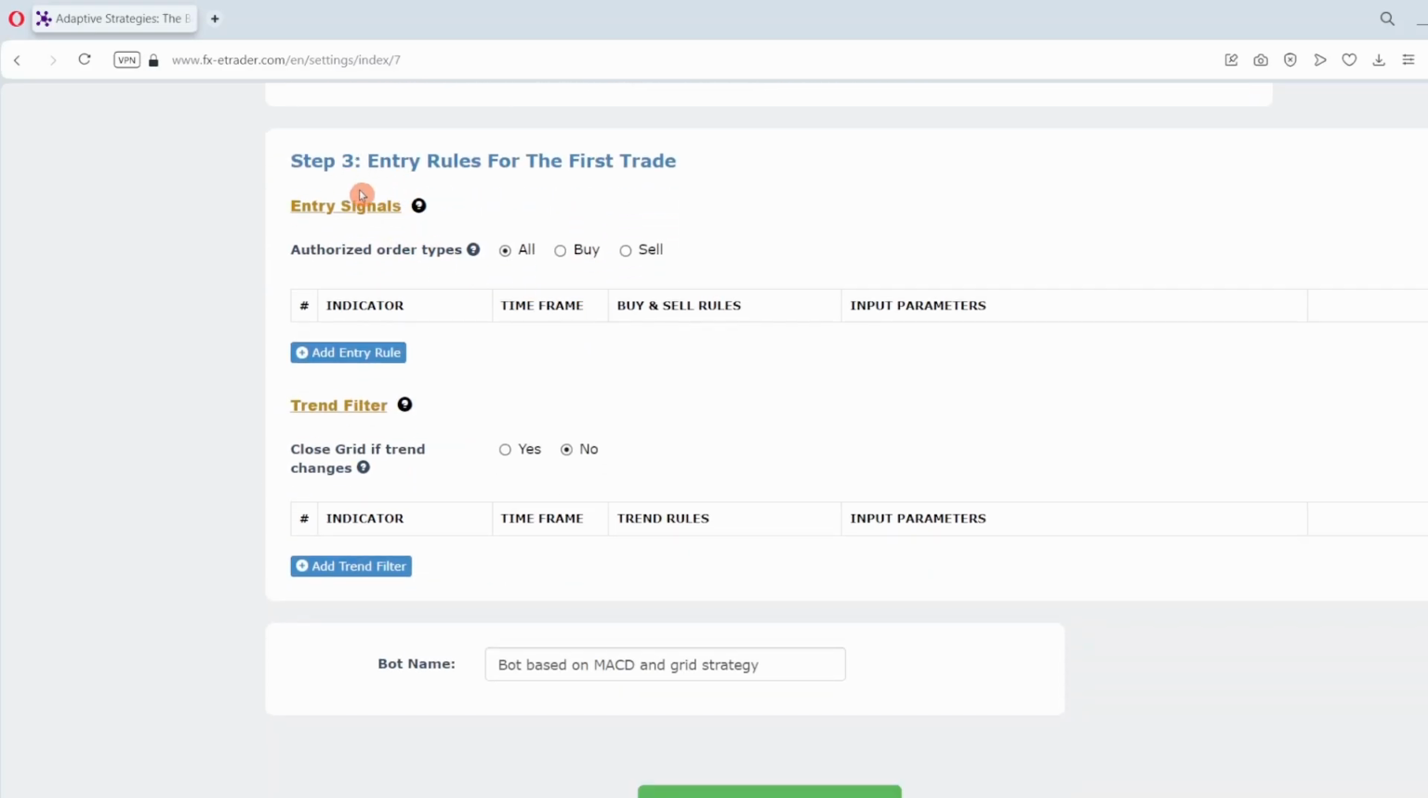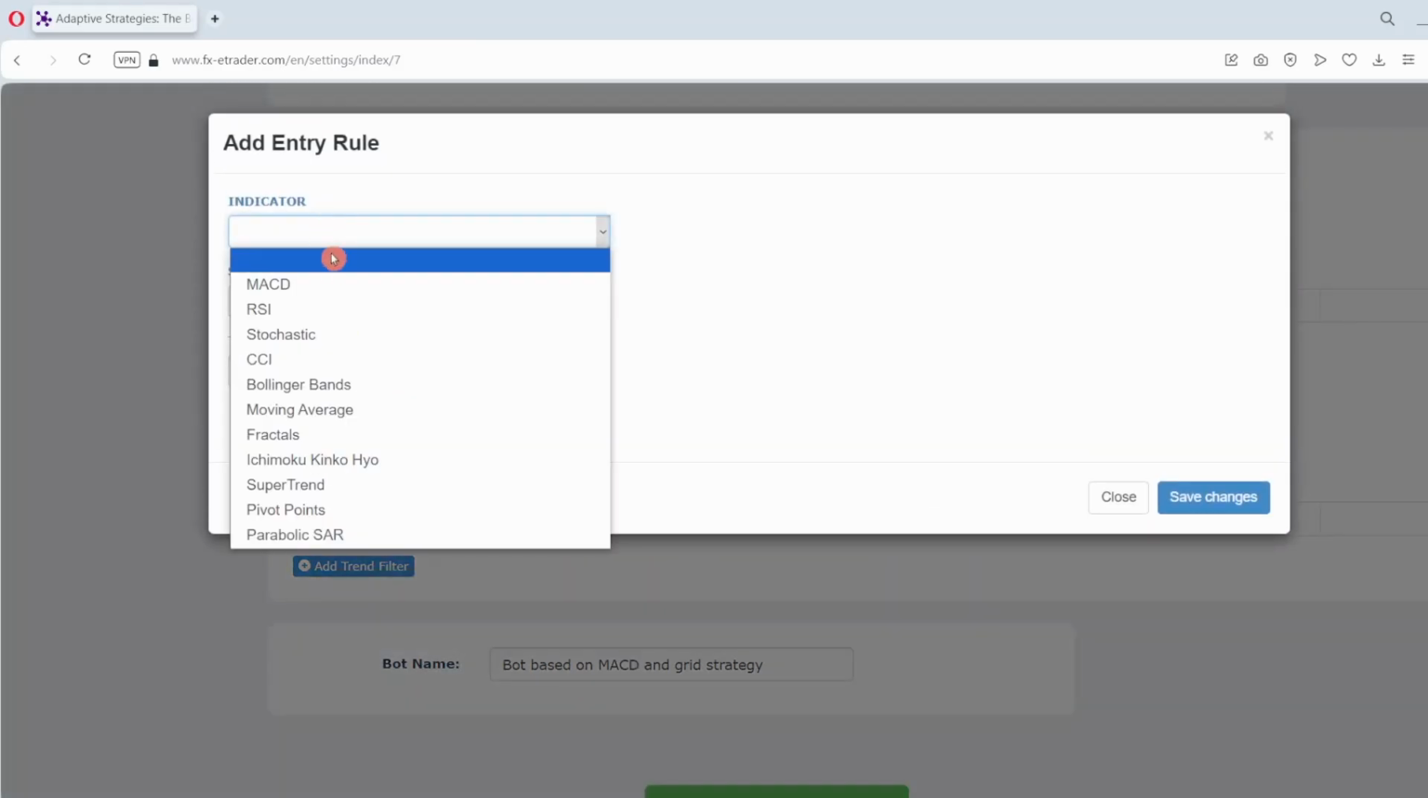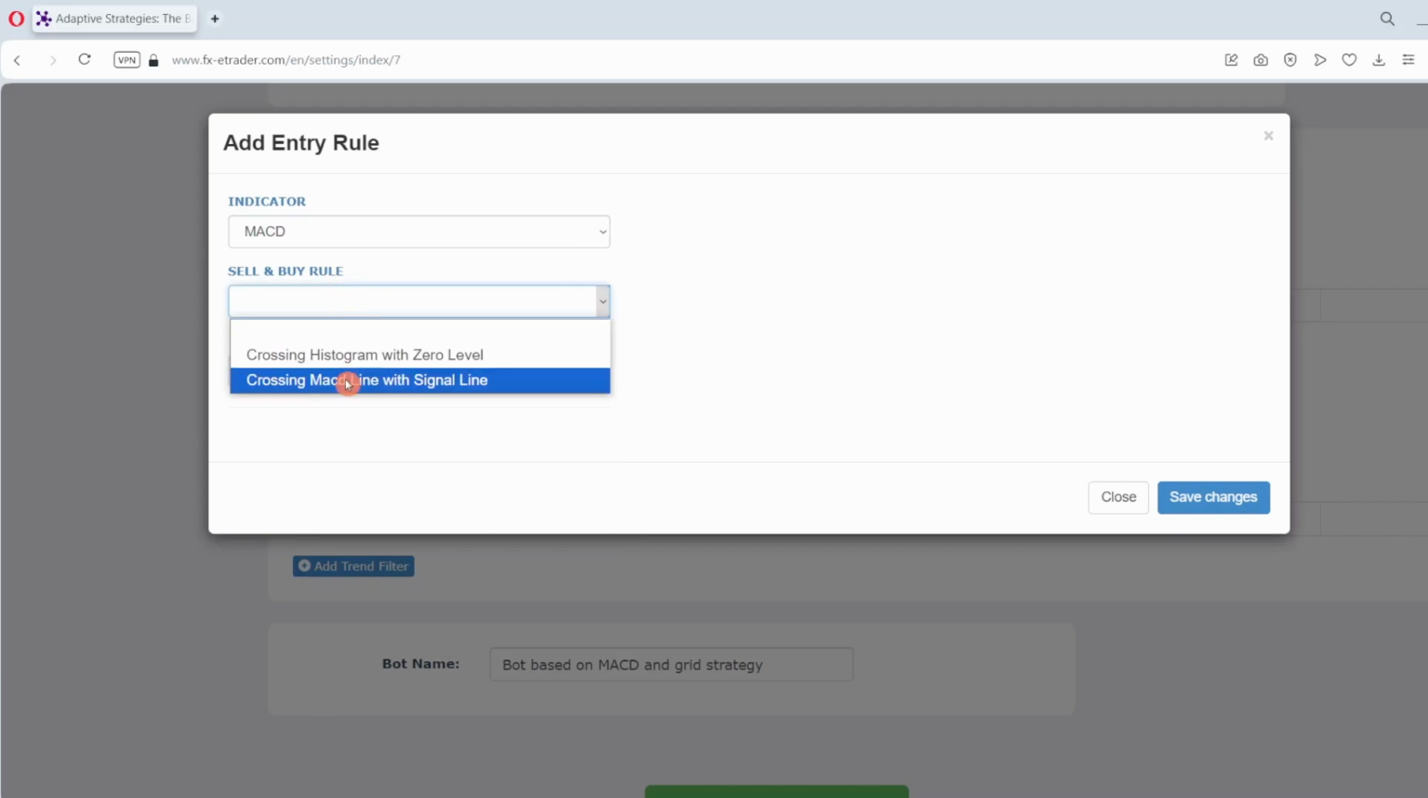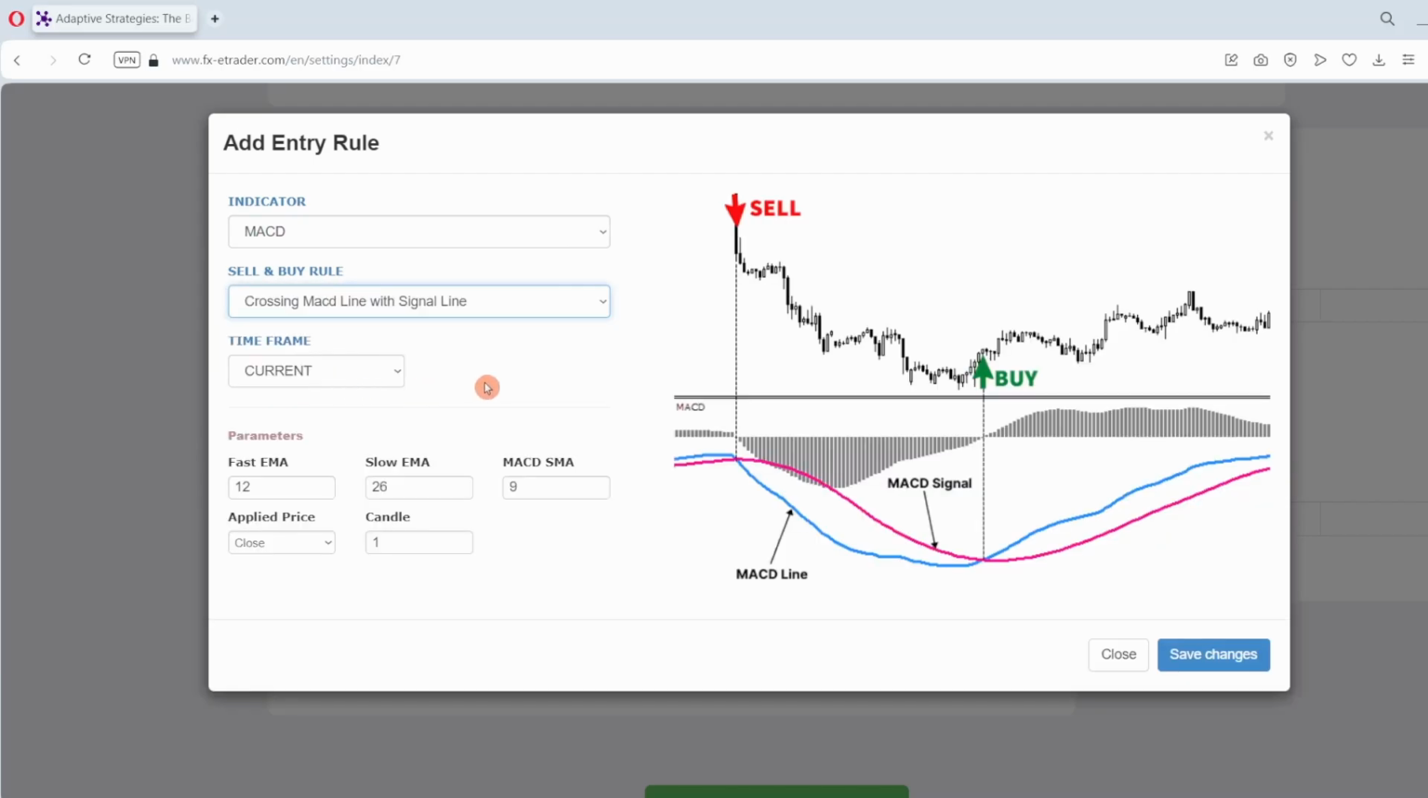Now let's move on to step 3, to define the rules of our MACD strategy. For our entry point, we choose the MACD indicator. With the rule, crossing MACD line with signal line, in order to identify buy signals, when the fast line crosses above the signal line, and sell signals, when the fast line crosses below the signal line. We enter 50 in the field, slow EMA, and click on the Save button.